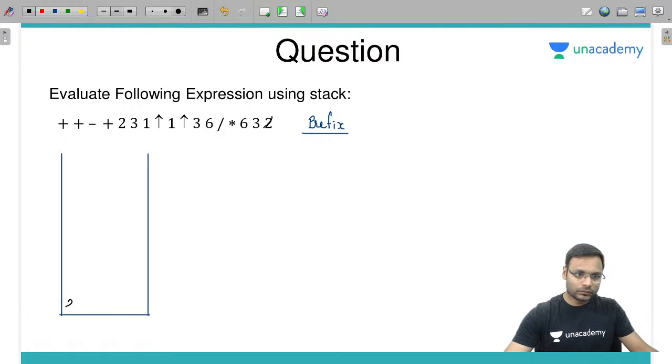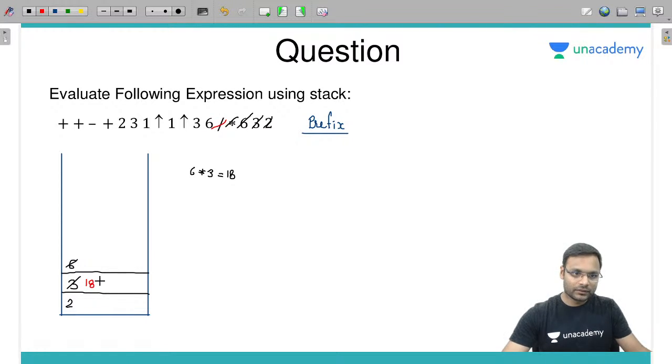2. Push it onto the stack. Then 3. Push it onto the stack. Then 6, an operand. Push it onto the stack. Then multiplication. 6 into 3, 18. So pop 6, pop 3, push the value. Answer 18. Then division. 18 divided by 2, 9. So 18 gone, 2 gone, 9 remaining.